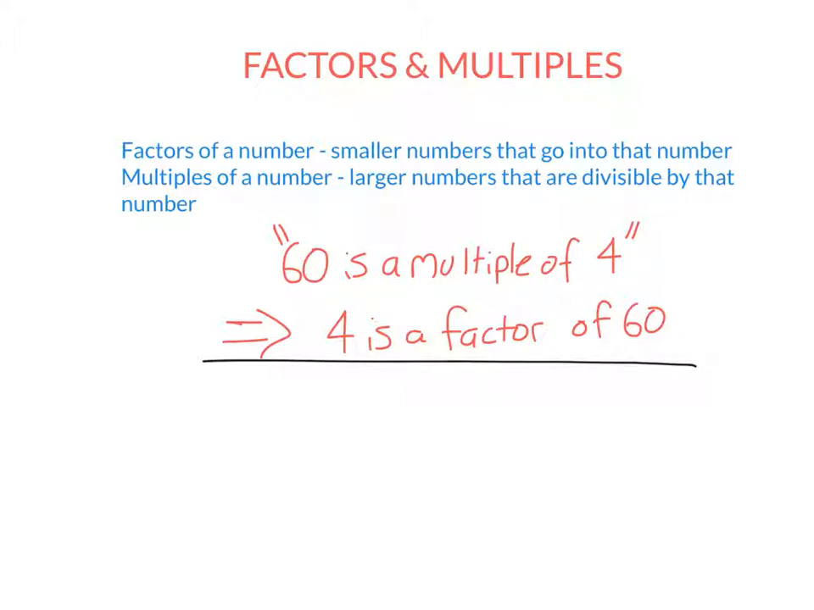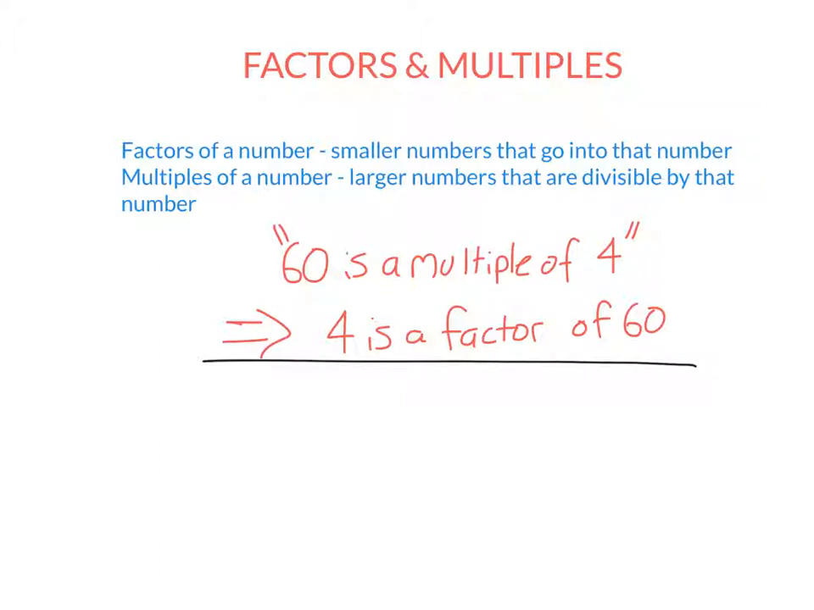So if we have a certain number like 20, factors of 20 are numbers that are less than 20 but go into 20. Multiples of 20 are numbers that are larger than 20 but are divisible by 20. So if the larger number is a multiple of the smaller number, then the smaller number is a factor of the larger number. So they're very much related, multiples and factors. If one number is a multiple, the other is a factor. So that might still be a bit confusing for you.